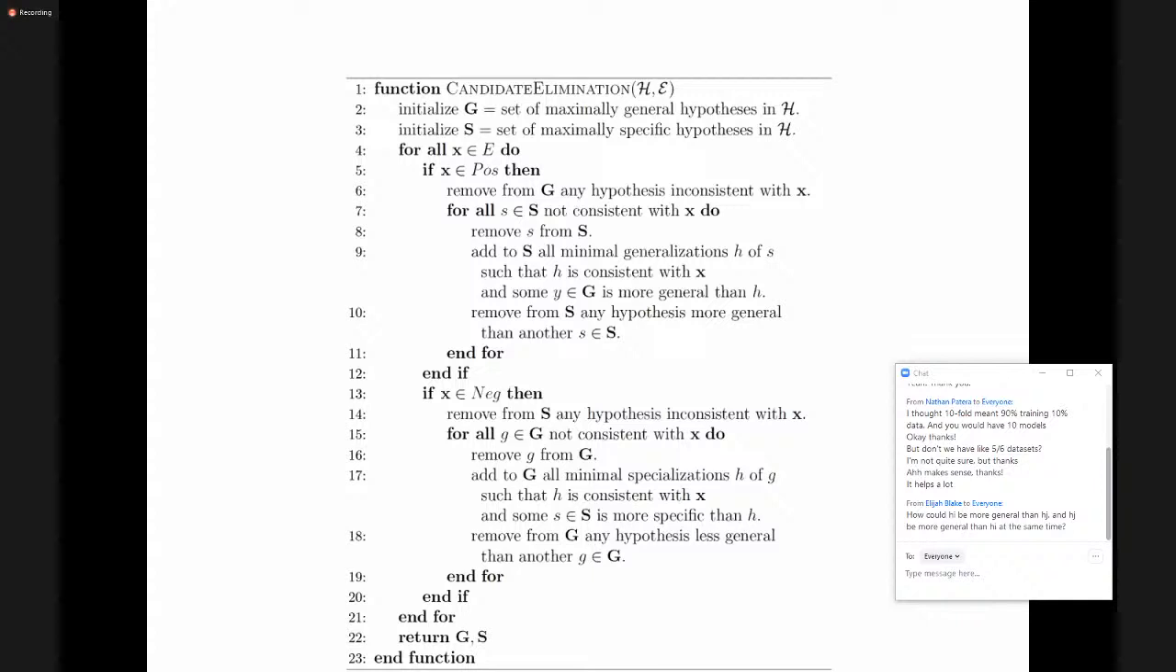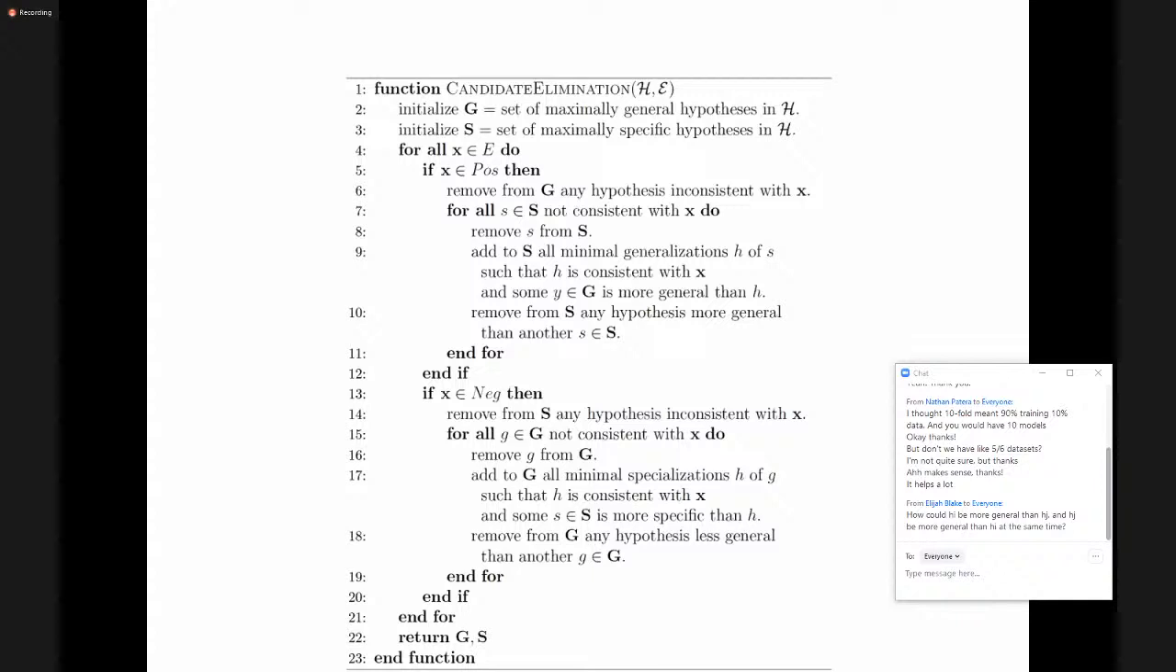If it's a positive example, dropping inside that if block between lines 6 and 11, the first thing we do is take any hypotheses that currently exist in G that are inconsistent with X, and we remove them. Because if they're inconsistent, we already know that the generality is getting us into trouble, and we cannot make it any better by specializing. So that's all we have to do with G for a positive example. All of the work is done with the specific hypotheses.